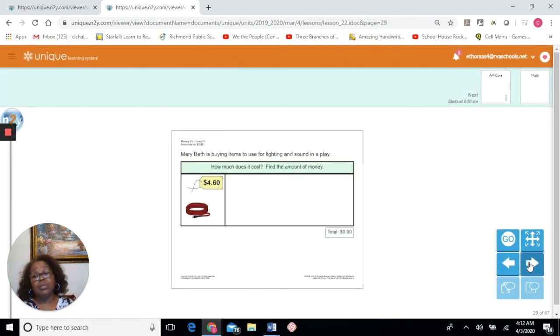Well, let's see. This last one, which is $4.60. That's easy. We'll be able to do that really quickly because we already know we have a dollar sign and a decimal point. On the left side of the decimal point are whole dollars. Everything on the right side of the decimal point is less than $1. So let's get our dollars first. 4 of them.